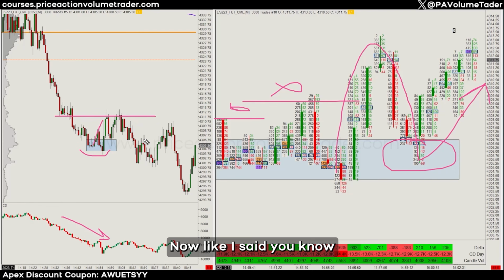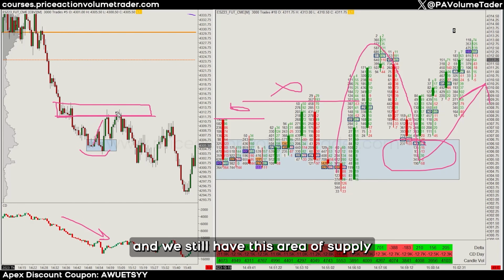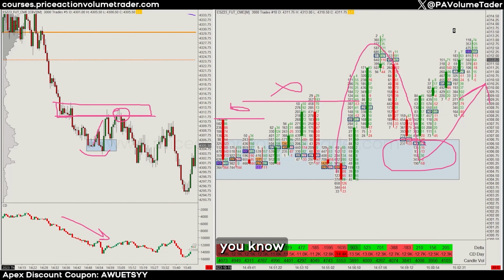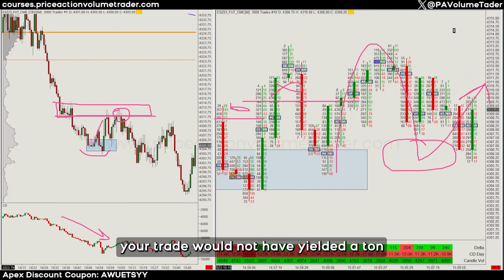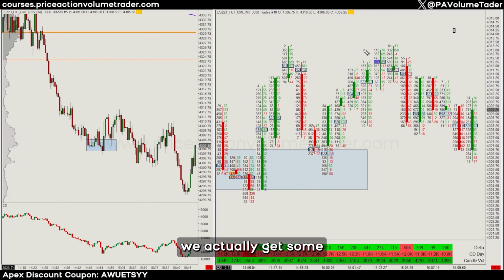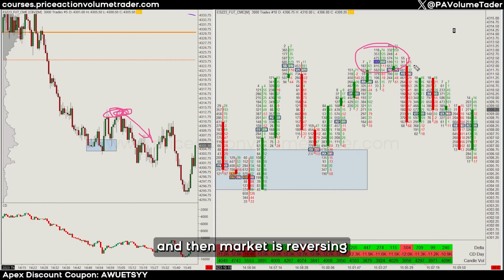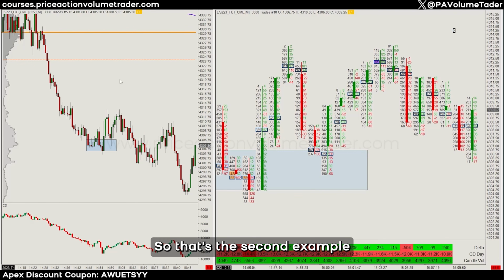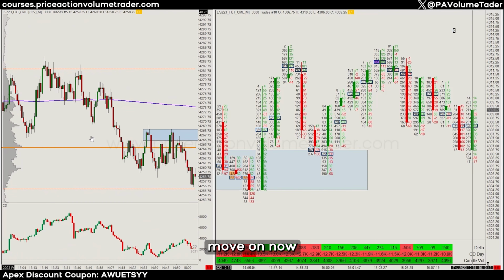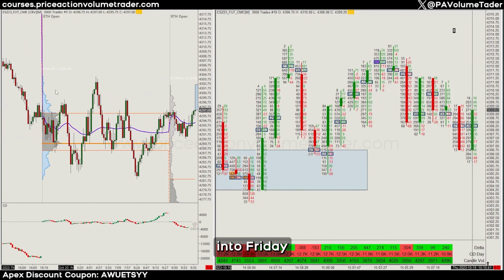Now, like I said, we're in a big downtrend, and we still have this area of supply. So right here, your trade would not have yielded a ton. And you can see we actually get some high volume absorptions on the short side, meaning a lot of aggressive buyers are getting caught off guard here, and then the market is reversing at that point. Okay, so that's the second example, and let's move on now into Friday.